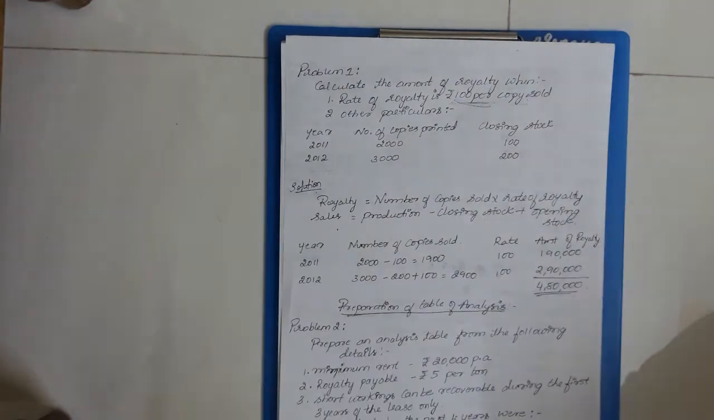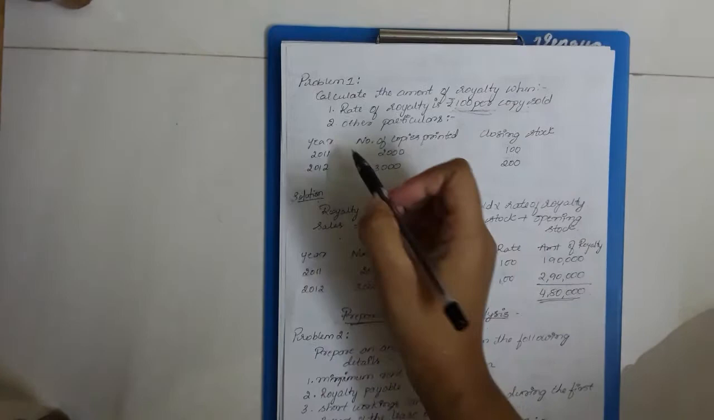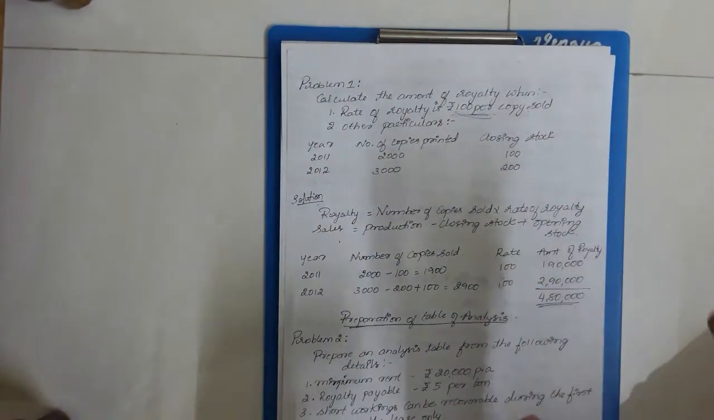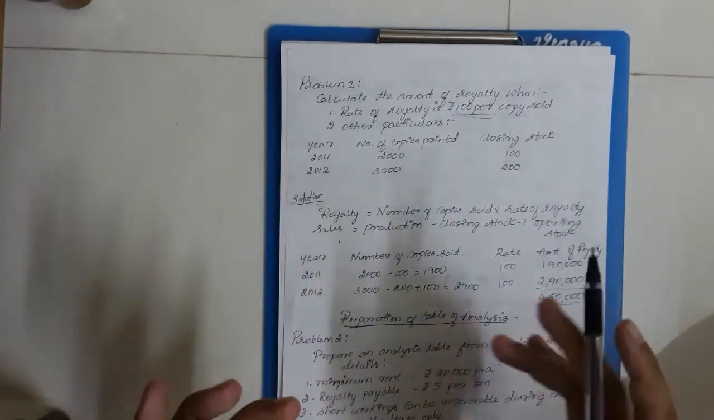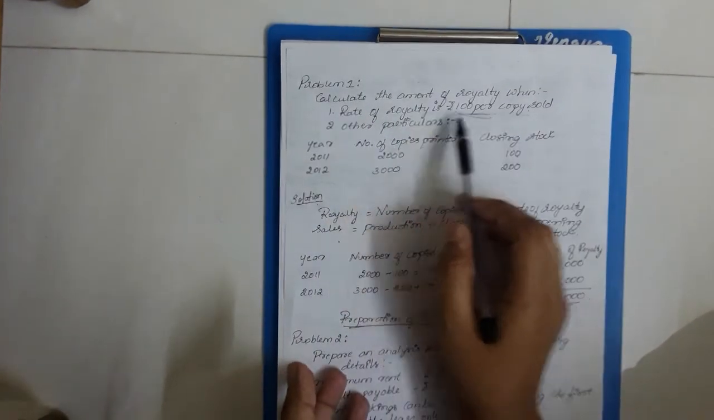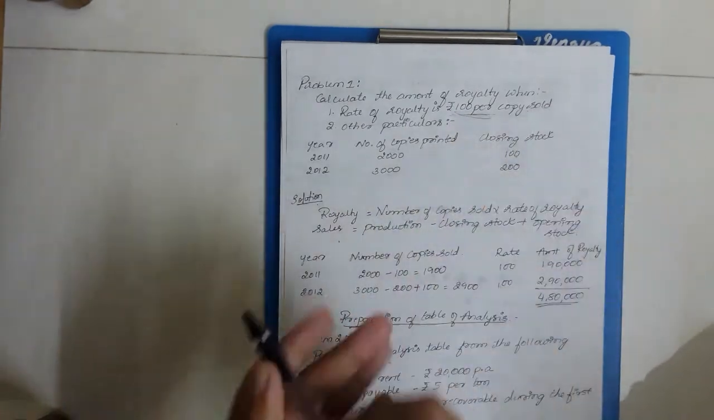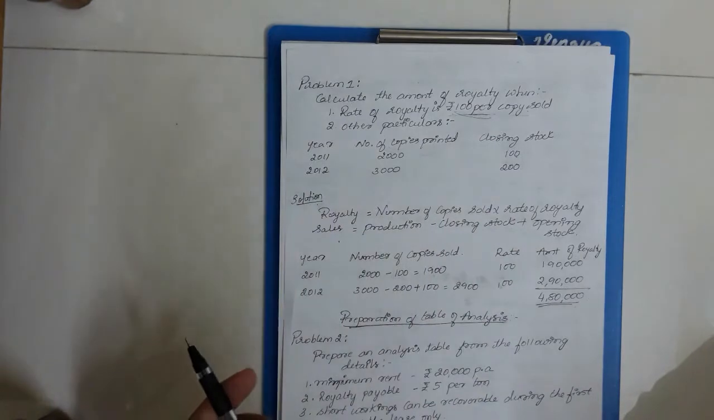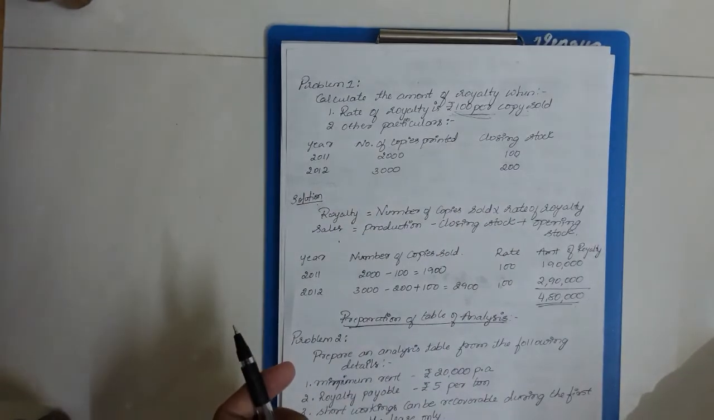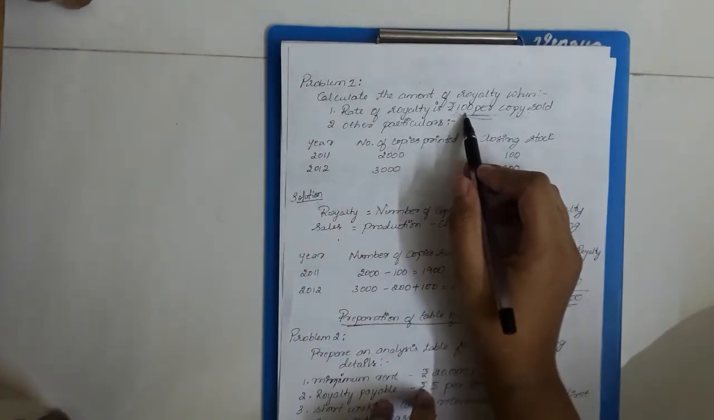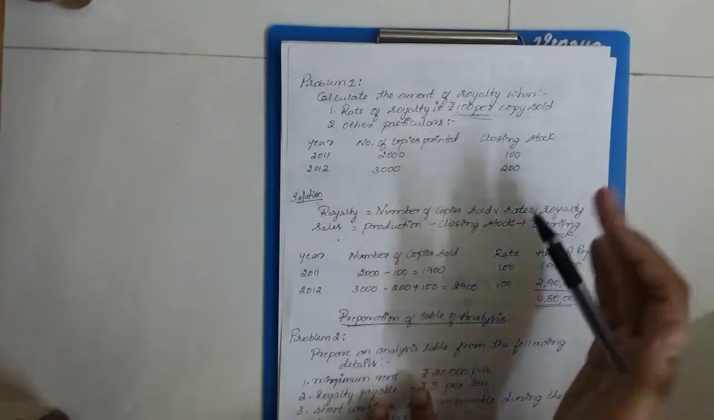So let's start with how to calculate a royalty with a simple problem. Problem 1: calculate the amount of royalty. You need to calculate the royalty amount payable. For that purpose, the rate of royalty is rupees 100 per book. So 100 per book applies to whatever copies you have sold. Per copy means per book; for one book you need to pay 100 rupees.